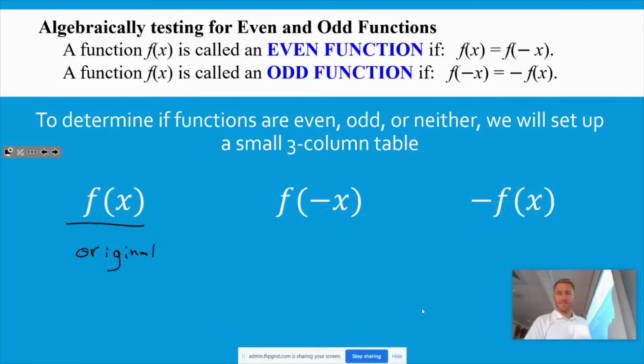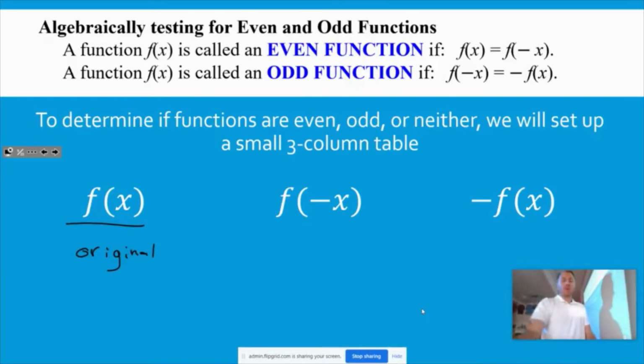All right. So we just looked at how to determine if functions are even, odd, or neither using our graphs. And now we're going to do it algebraically. A function f of x is even if f of x equals f of negative x. And a function is odd if f of negative x equals negative f of x. It is neither if neither of these situations is true. And a lot of functions are neither, so that's okay.